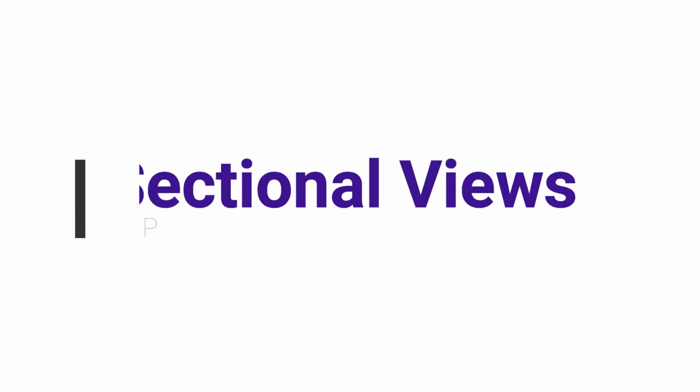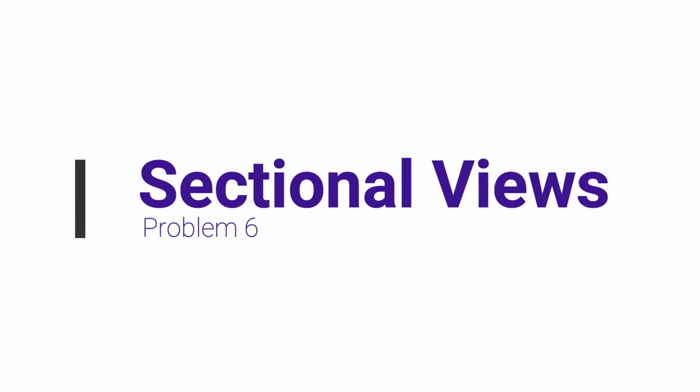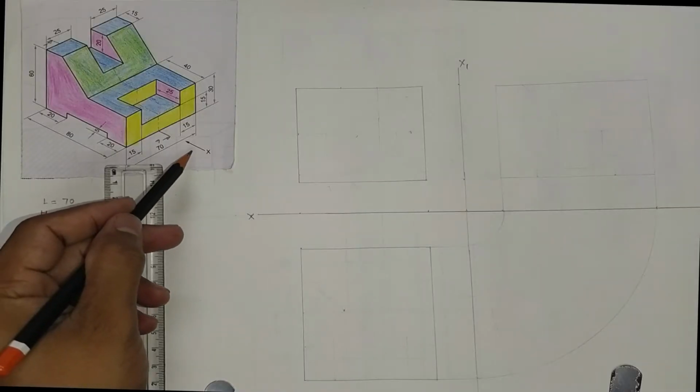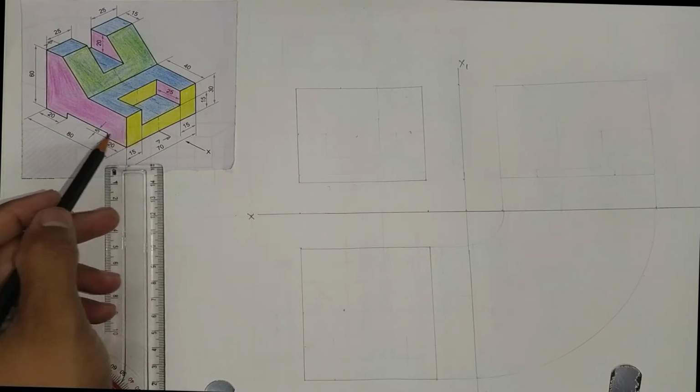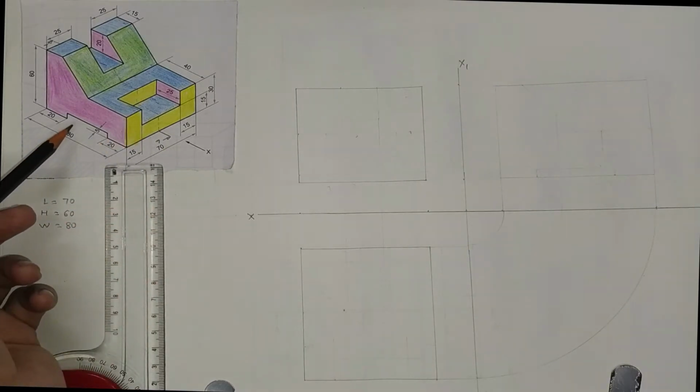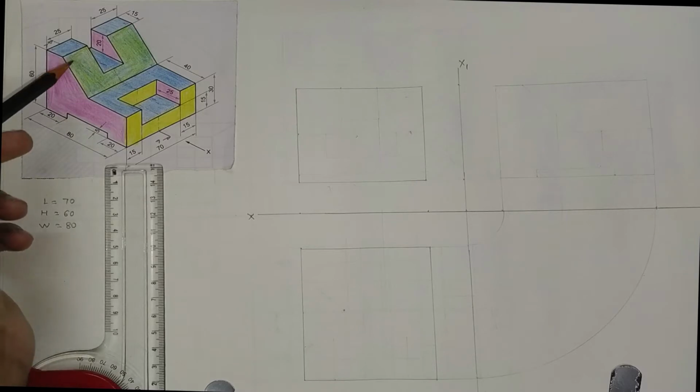Welcome to all. In this video, we shall learn how to draw the sectional left hand side view of an object. So this is the problem. Along its direction, you will get the front view. Now in this direction, you will get the left hand side view. We want to draw the sectional left hand side view and the top view of an object.